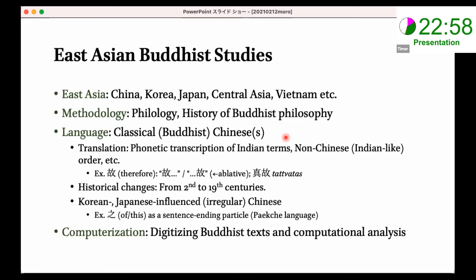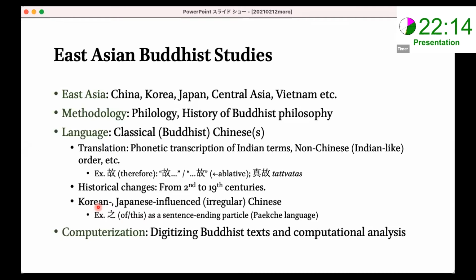It is known that in Chinese sentences written by the Pekche people, ji, shi in Japanese, ji in modern Chinese, this Chinese character is placed at the end of sentences. This character usually means of or this, but it has no such meaning at the end of sentences in Pekche's Chinese writing. It seems to be used as a sentence ending particle.